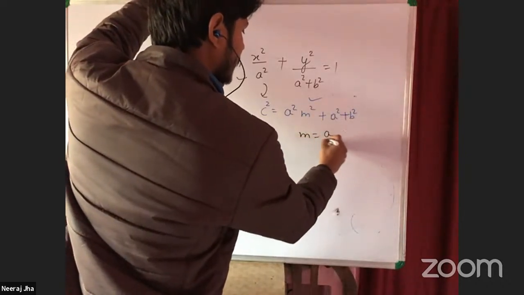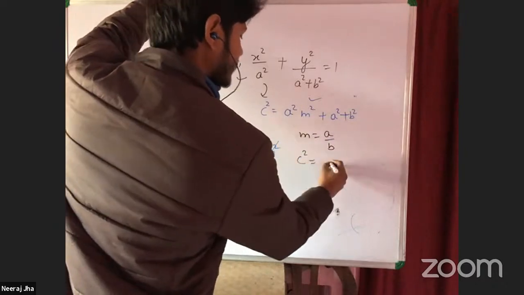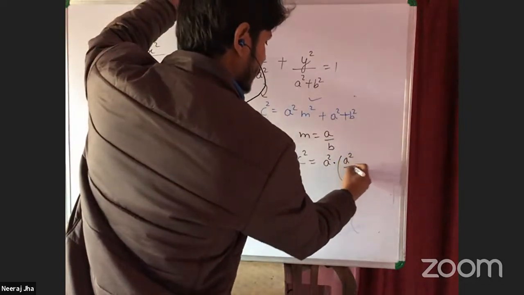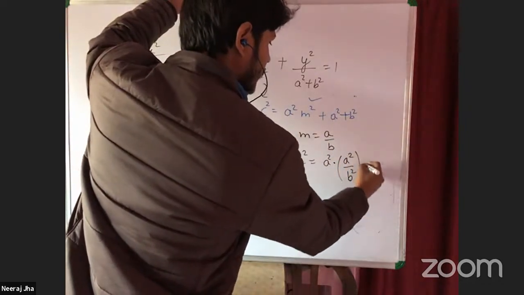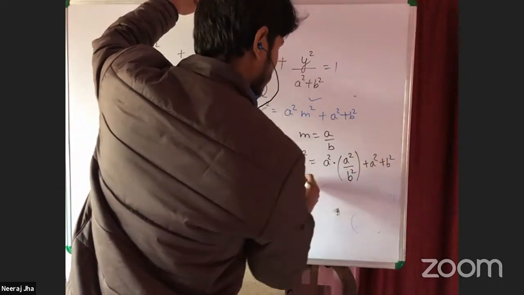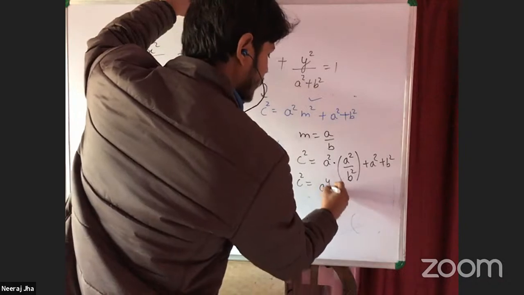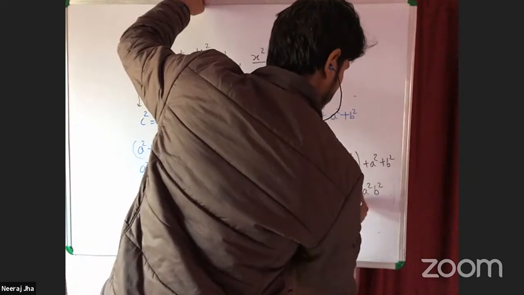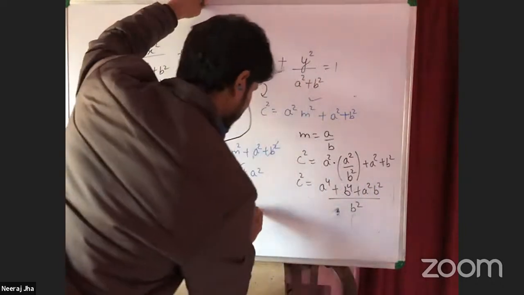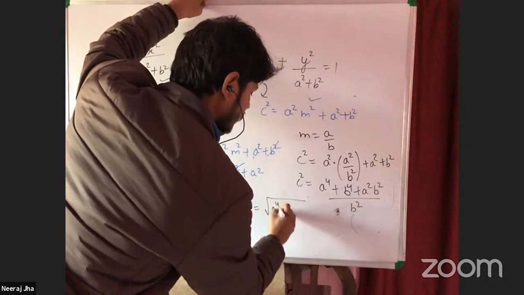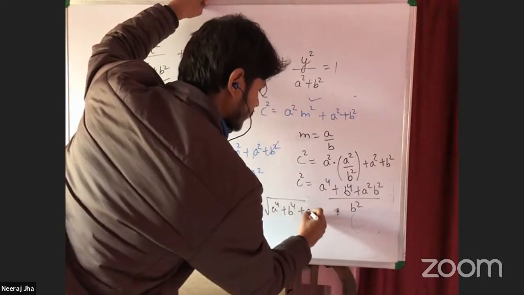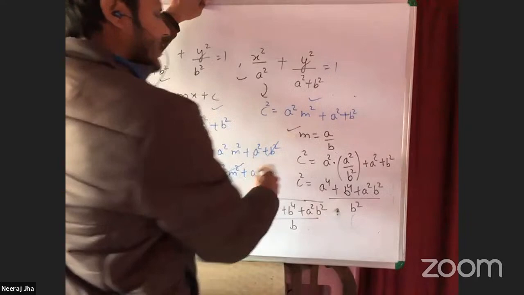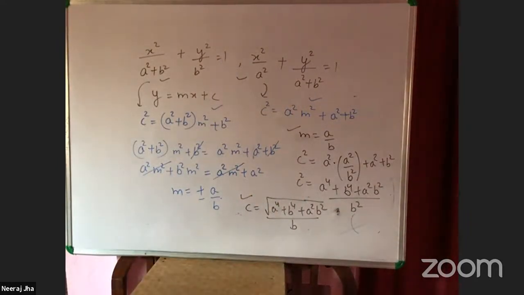So if m is equal to a upon b, what is c square? c square is equal to a square into a square upon b square plus a square plus b square. What is it going to be? a power 4 plus b power 4 plus a square b square divided by b square. That means c is equal to under root of, I am taking only the positive sign, a power 4 plus b power 4 plus a square b square upon b. This is my c, this is m. You can write the equation of the line and get the result.